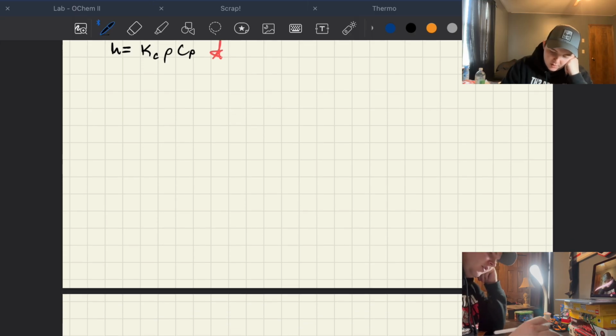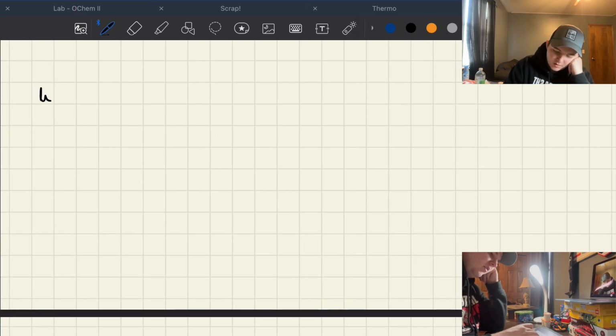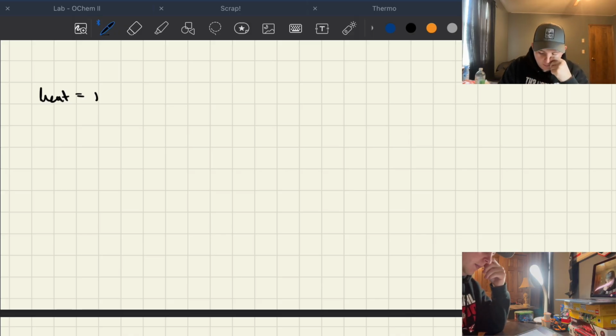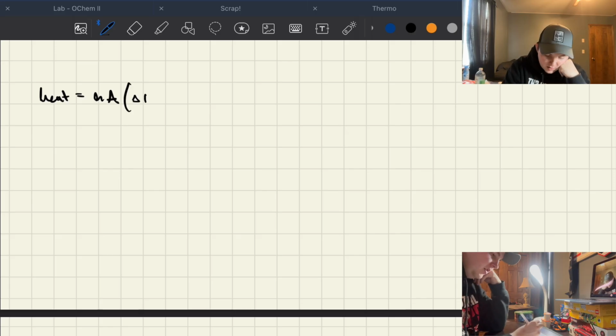Let's write this. We need to start writing stuff down instead of talking. So we're going to have to relate our heat and mass, where heat is equal to h times A times delta T, and our mass is equal to kc times A times delta C.